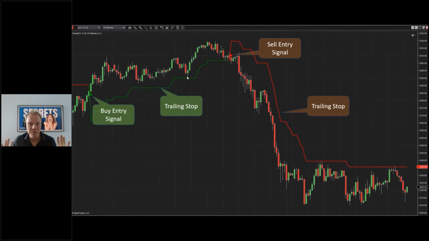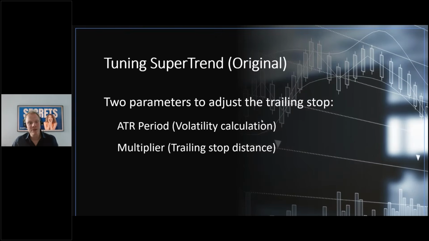So there's a sweet spot there, which we need to find. And in the original SuperTrend indicator, there are two parameters which can be used to adjust the trading stop. One is called the ATR period, and the other one is called the multiplier. And of course, by changing these parameters, we can adjust how far or how tight our trading stop should be from price. And on this, as I said, there's always a sweet spot.